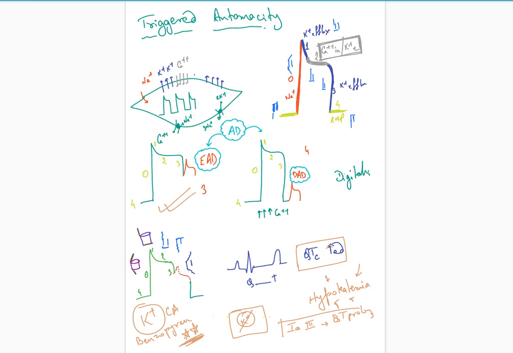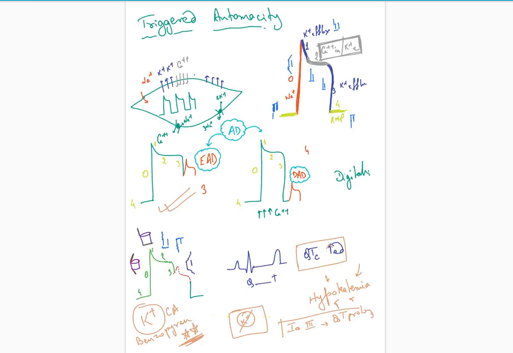I forgot. Okay, anyway, leave it. For the timing, just remember class 1A and class 3. Do you know what class 3 is? Have you heard of amiodarone and sotalol? So these are all class 3 antiarrhythmic drugs. You should not give these if you think there is early after depolarization. Understood? Yes or no? Yes sir.